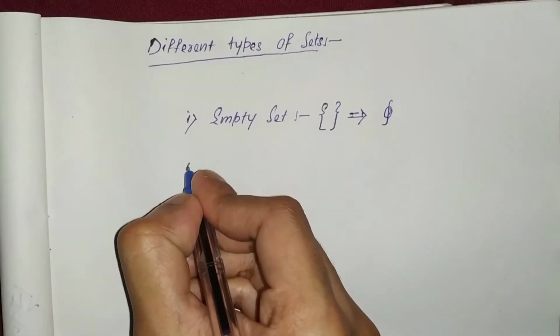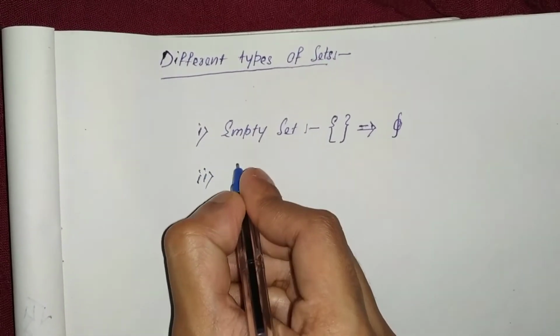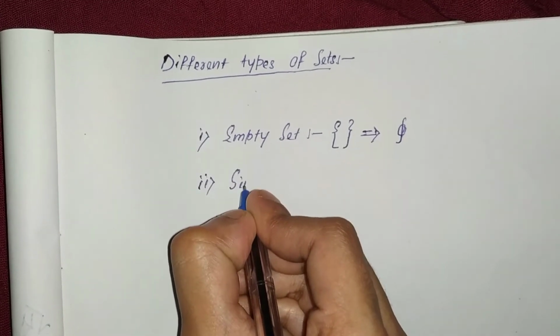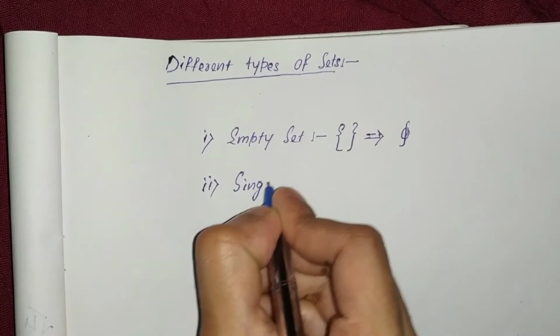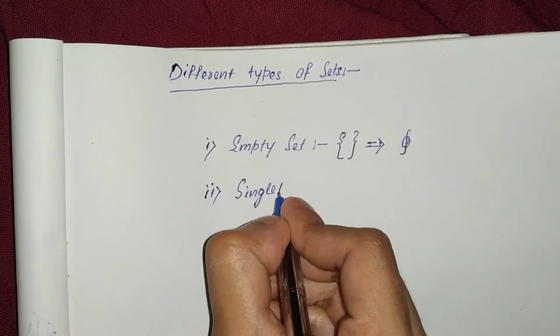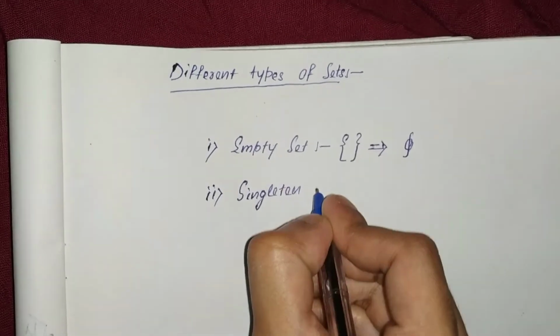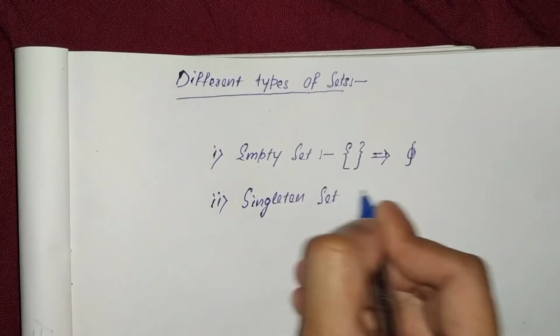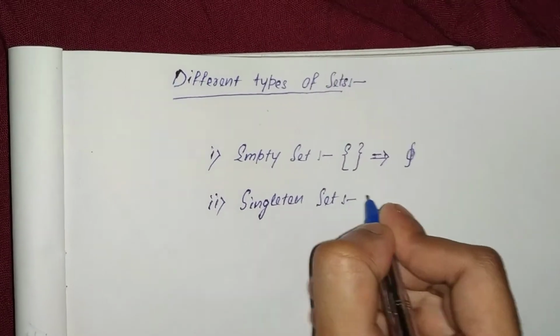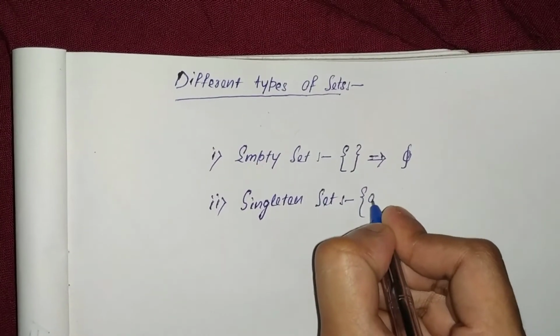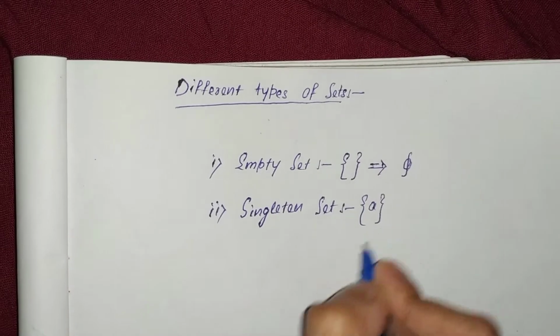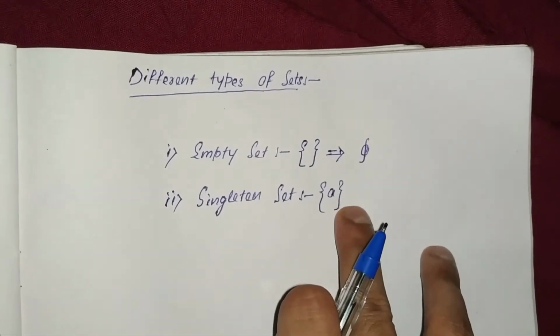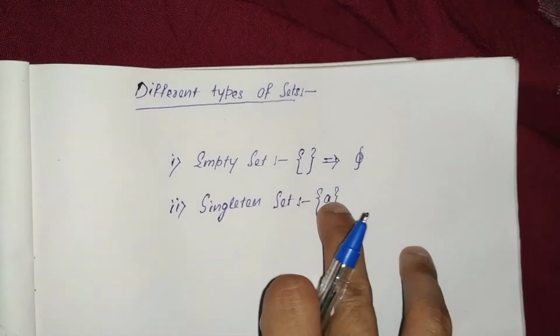Next is the singleton set. Okay, it looks like this. Between the set notation, only one element exists.